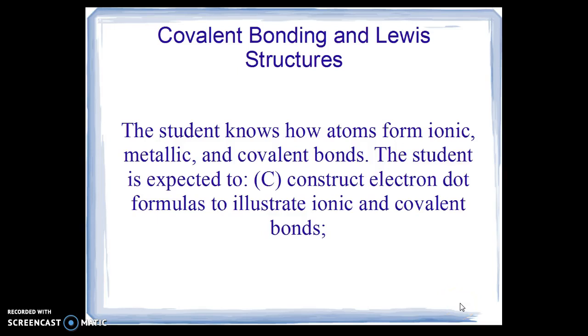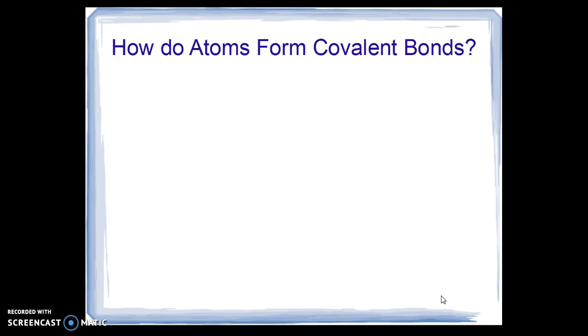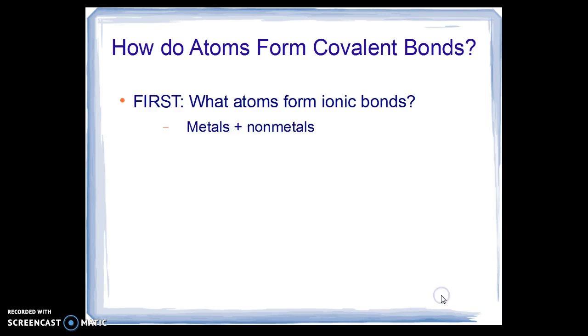This is a short tutorial on covalent bonding and Lewis structures. We'll start off with a review of ionic. Now, how do atoms form bonds? How do they form ionic or covalent bonds? Well, let's start off with ionic bonding.